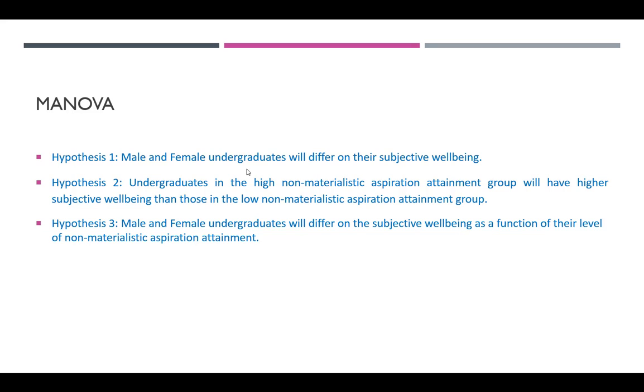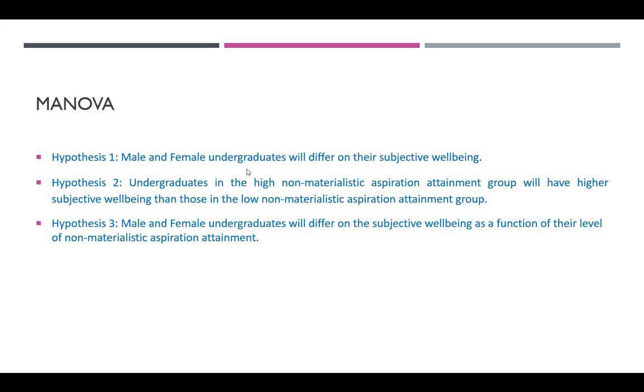So we're saying that if we consider the three types of well-being that we've measured, cognitive, emotional and social well-being, as one big lump of subjective well-being, then we'll find a difference between males and females on the degree to which people have rated themselves on that.